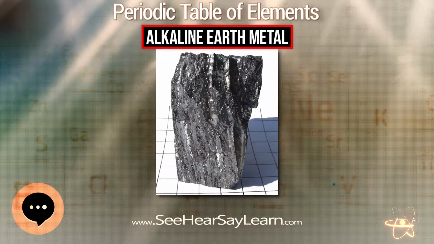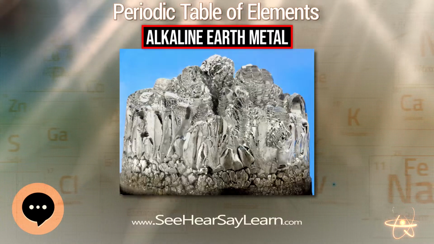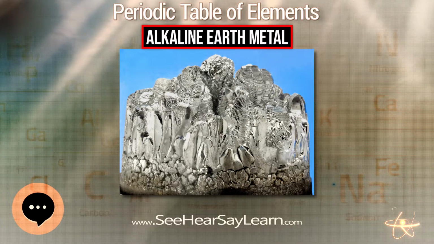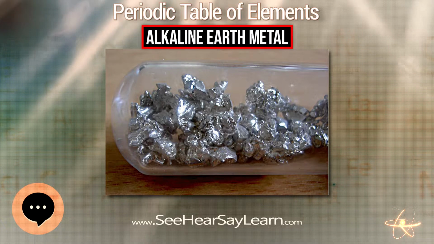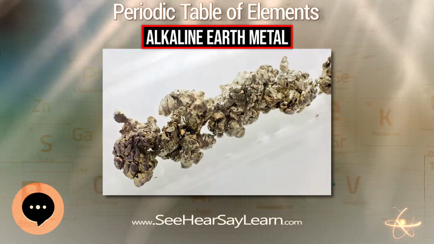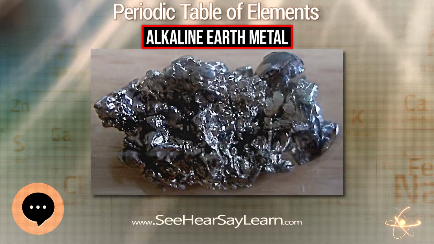Alkaline earth metal. The alkaline earth metals are 6 chemical elements in group 2 of the periodic table. They are beryllium, magnesium, calcium, strontium, barium, and radium. The elements have very similar properties. They are all shiny, silvery white, somewhat reactive metals at standard temperature and pressure.